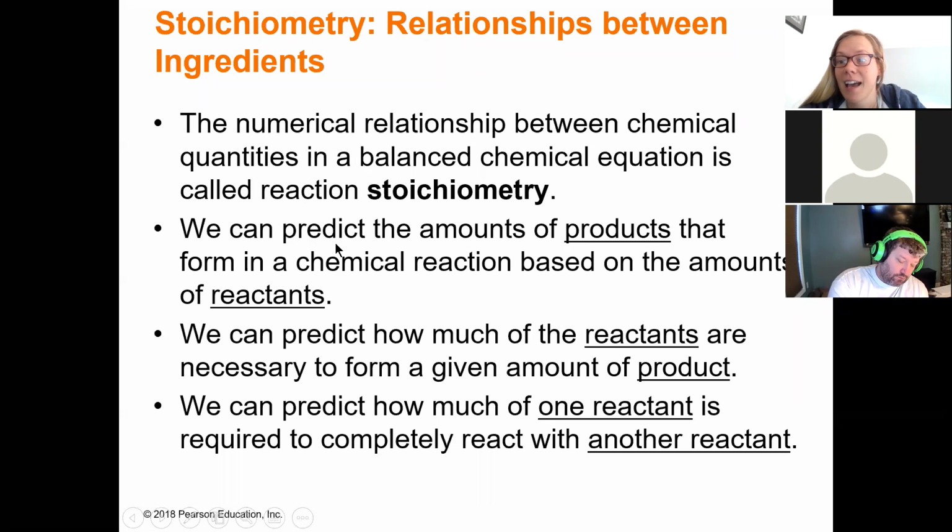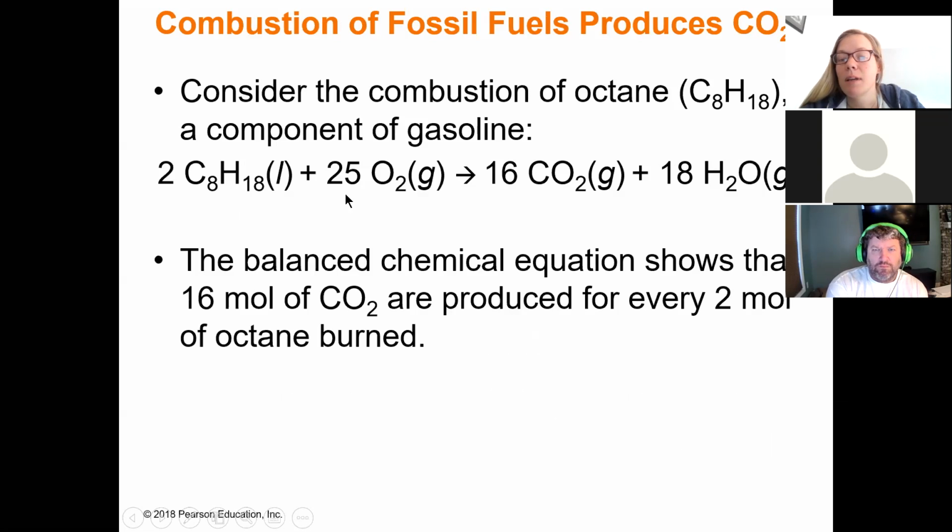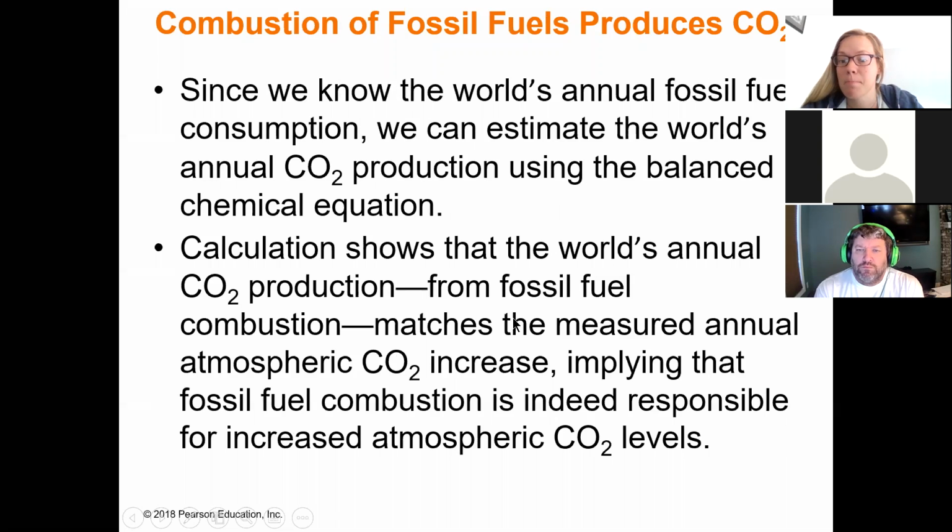So that means I could say, hey, I have 55 grams of octane. How much CO2 is going to get produced? And you can come up with that answer because you can predict the certain amount of products if you're given a certain amount of reactant. You can also predict how much reactant you would need if there was a certain amount of product that you desired. And you can also jump from one reactant to another reactant. So if I've got 55 grams of octane, how many grams of oxygen do I need to combust with that? This is all built into this recipe.